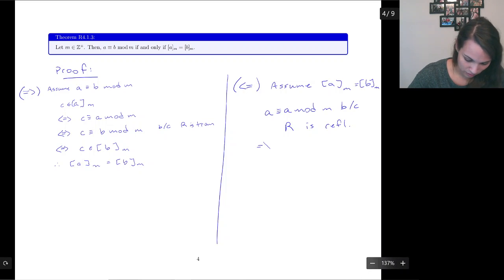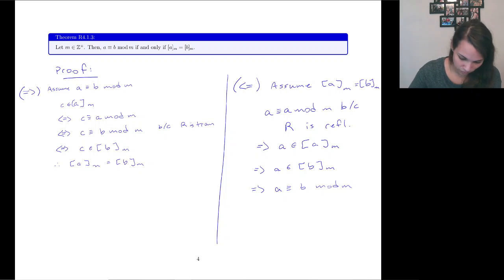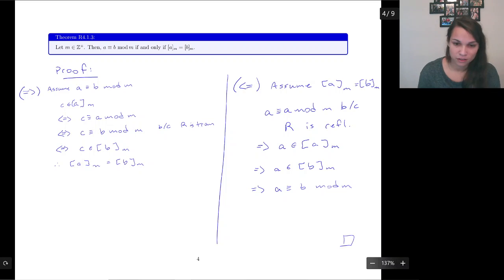So then from there, we can say that A is an element of the congruence class of A. That means that A is an element of the congruence class of B, which means by definition of congruence class, A has got to be equivalent to B mod M. There we go. And that's both directions. So we are now done.